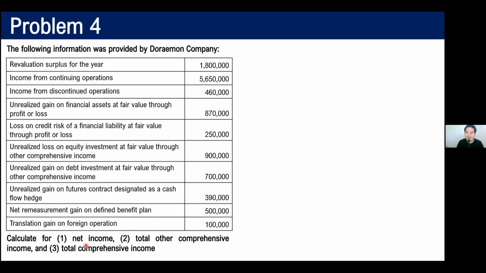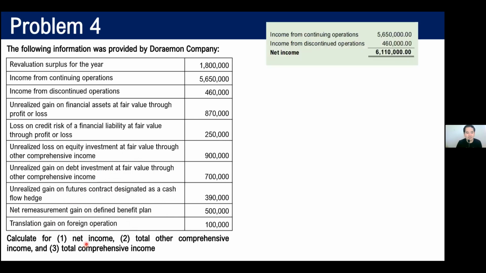Question number 1, how much is your net income? Ganito lang po yan kasimple. Your income from continuing operations of 5,650,000 and your income from discontinued operations of 460,000, all of those after tax. Dapat, okay? Net income is 6,110,000. How much now is your total other comprehensive income? So, kukunin mo lang yung information dito. Ano yung mga OCI mo? Okay?